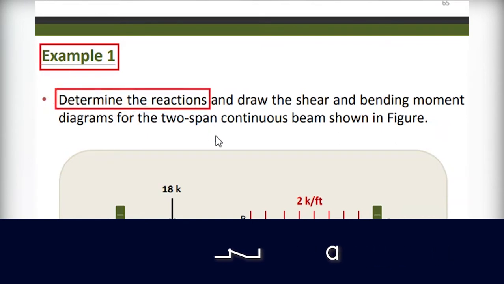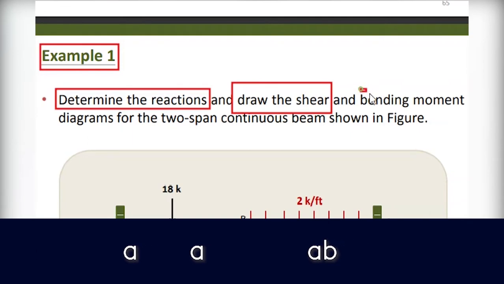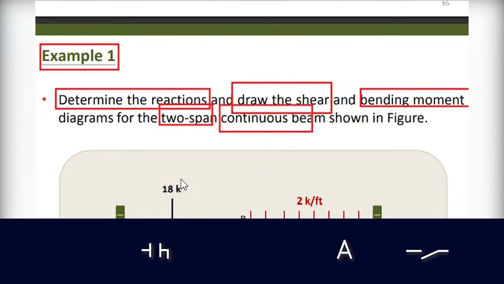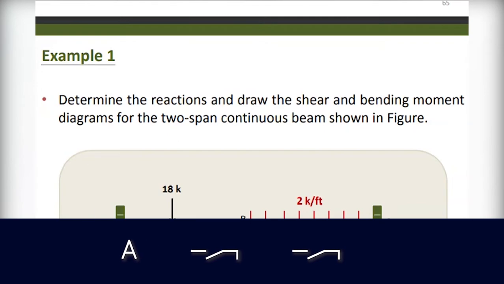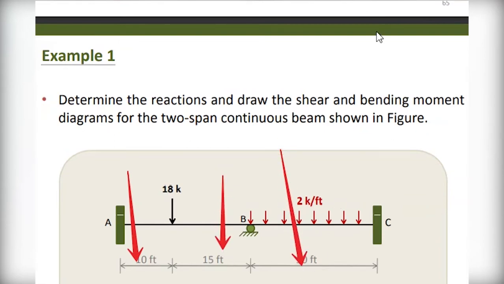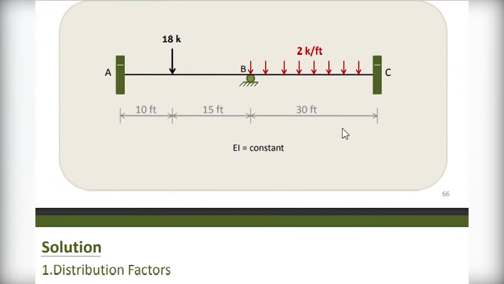For example, determine the reaction and draw the shear and bending moment diagram for the two span continuous beam as shown here. Now consider a beam having fixed supports at points A and C, where point B has a roller support, and having a point load of 18 kilonewton on the left and 2 kilonewton per foot as a uniform distributed load. The values for the length are given in feet, it is in imperial units. So now let's continue on how we can use the procedure to go on.